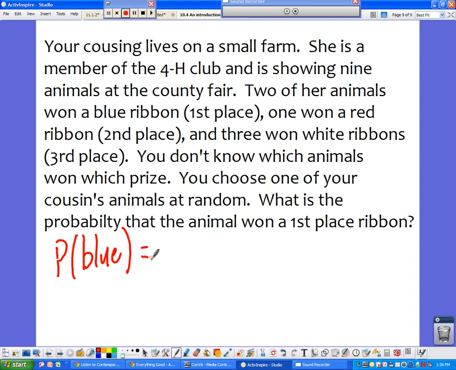Well, 2 of her animals won first place. But the question is, how many total animals? We had 2 that won blue, 1 that won red, and 3 that won white ribbon. If you add just those up, 3 plus 2 gives us 5, 1 more gives us 6. But the probability is not 2 out of 6, because you've got to read the questions very carefully. A lot of times they will give you the total, and we missed the other information. She took 9 animals to the fair. So in this case, the answer would be 2 out of 9. So if 6 animals won a prize, we had 3 animals, unfortunately, that didn't win anything.